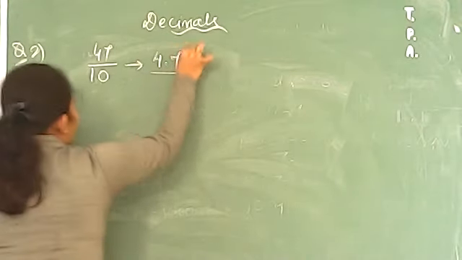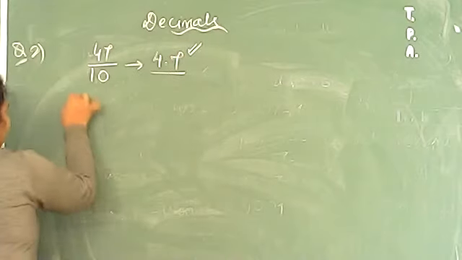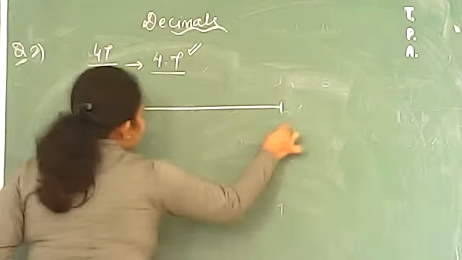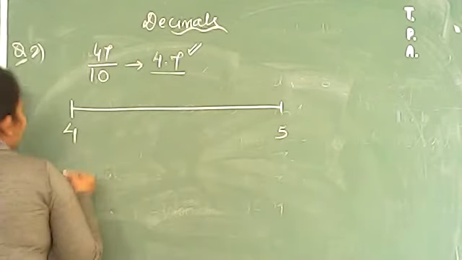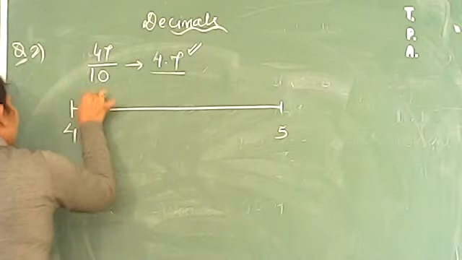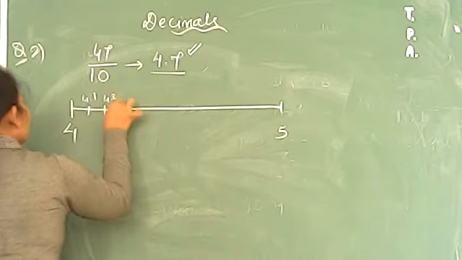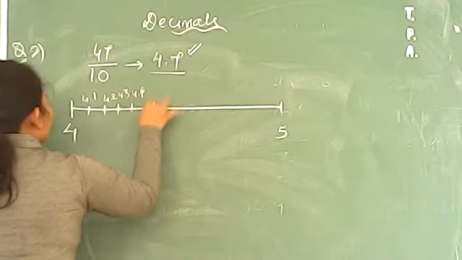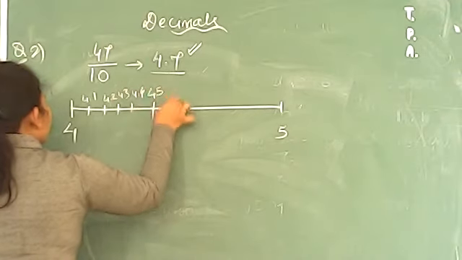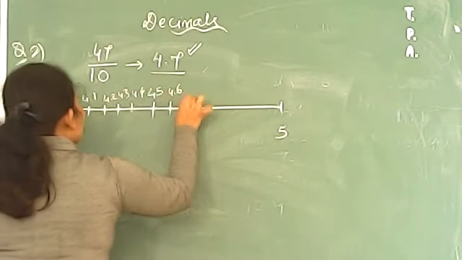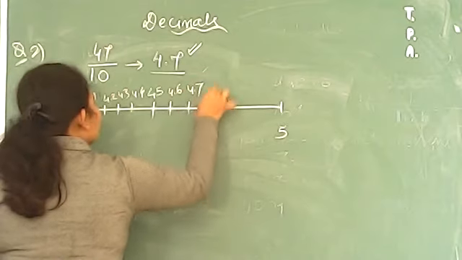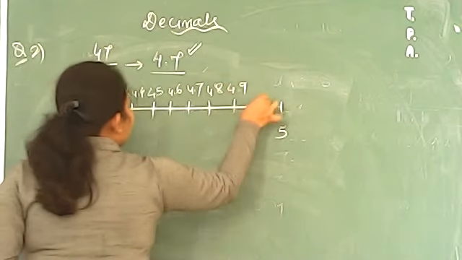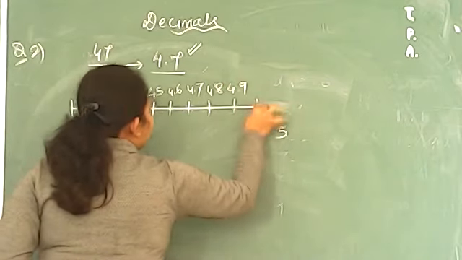You are knowing 4.7 will lie between 4 and 5. So this is 4 whole number and this is 5 whole number. Let's have 10 parts in between. 4.1, 4.2, 4.3, 4.4, 4.5, 4.6, 4.7, 4.8, 4.9, and you can bring 5 more closer here because you have more space here.